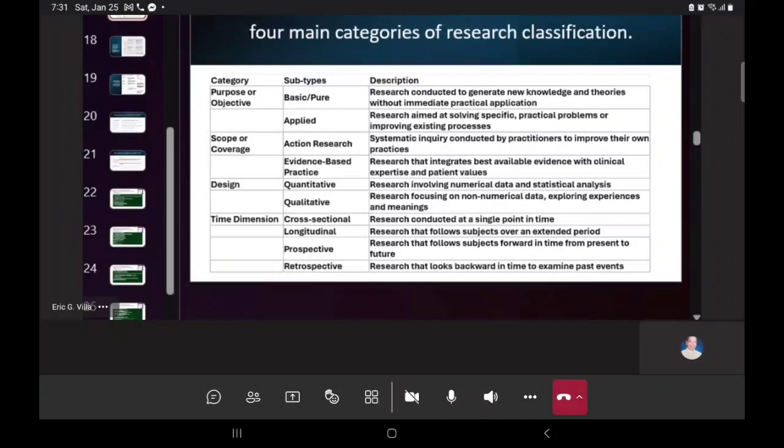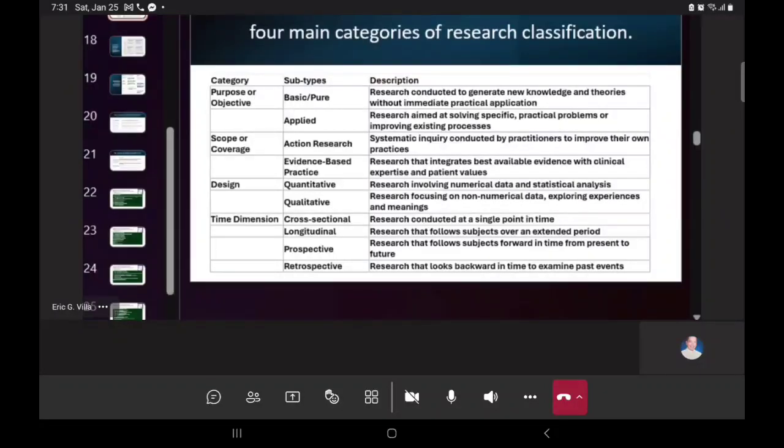While qualitative research explores complex phenomena through non-numerical data such as interviews, observations, and case studies. This approach helps understand human behavior, social dynamics, and individual experiences in depth, providing rich, detailed descriptions of phenomena.